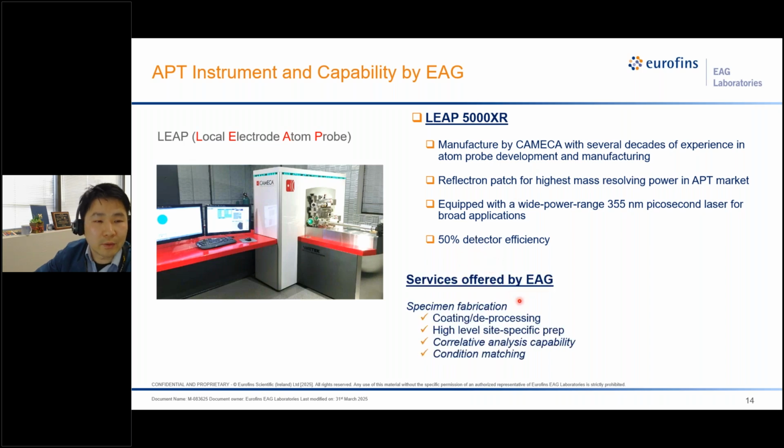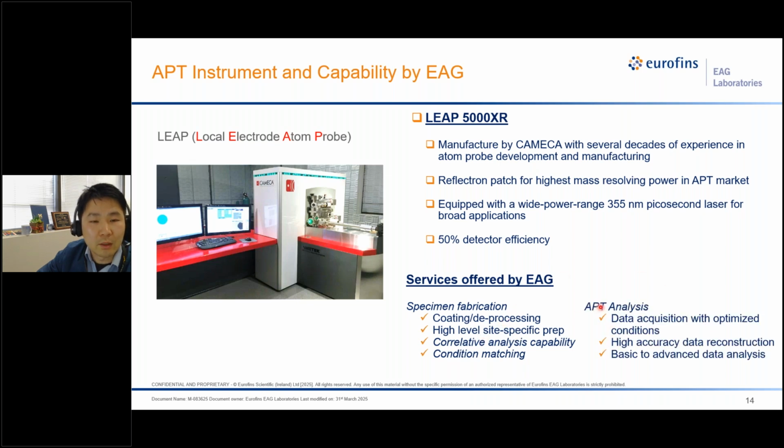And we also offer comprehensive service on coating the specimen, deprocessing, high-level site-specific sample preparation, and from basic to advanced data analysis with detailed reporting. And I can say with EAG, we are committed to providing the best quality atom probe data for your analytical needs.